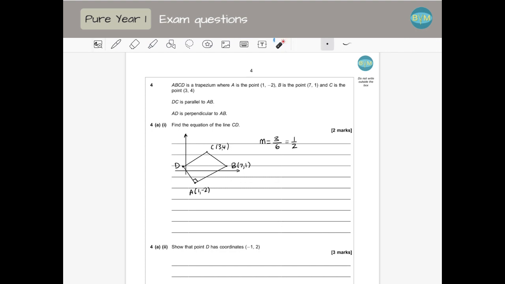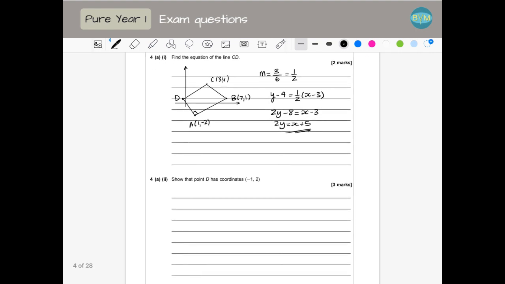And then it passes through point C, so the line CD is going to have equation y minus the y of the point, so y minus 4 is going to be the gradient 1/2 times x minus the x of the point, so x minus 3. We could leave it like this, or we can expand the bracket and multiply everything by 2, and it will look slightly better. But if they don't ask us to write it in a particular way, because sometimes they do, it's okay how you leave it. So 2y is going to be x plus 5. And this is the equation of the line.